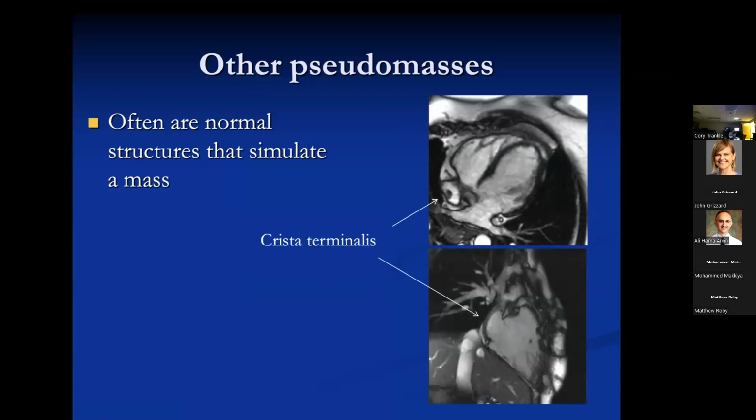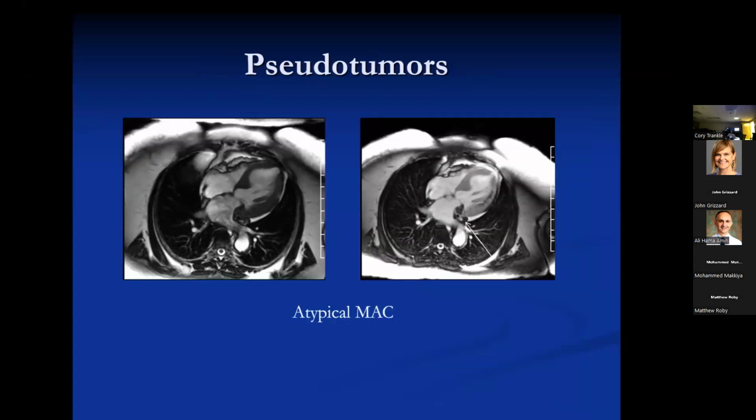Crista terminalis is a normal little embryologic remnant, sometimes really prominent in some people, particularly in the axial plane where it can mimic a little tumor like you see there. But when you lay it out in an oblique coronal plane, you can tell what it is. It's a normal ridge of tissue that is an embryologic remnant also, marking the site of fusion of the embryologically derived right atrium and the sinus venosus derived portion of the right atrium.